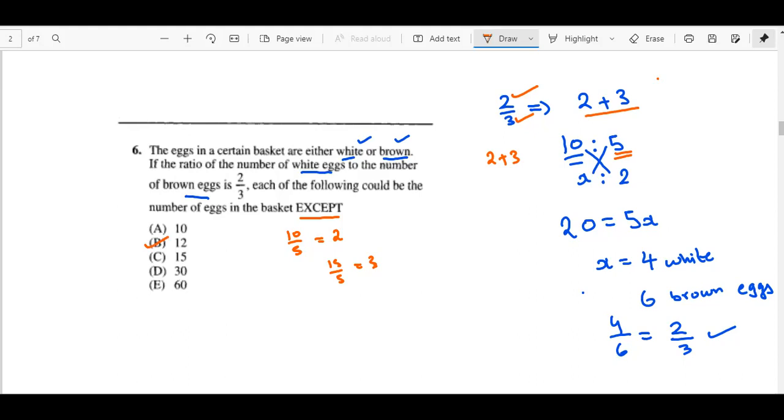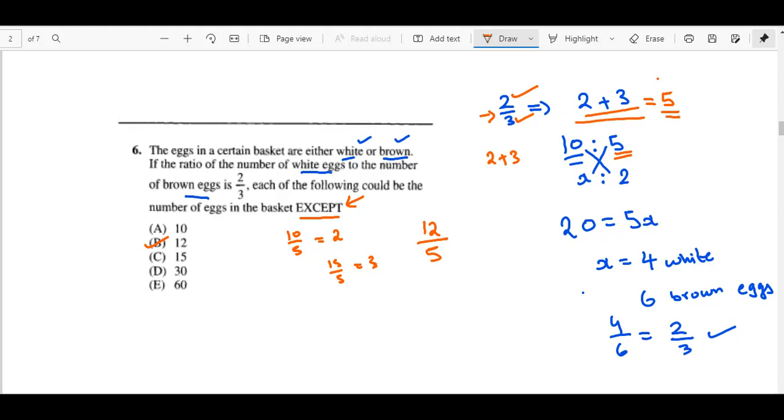They want you to find except, okay? And since 12 is not divisible by 5, 5 is not a factor of 12. And since we have 2 by 3, 2 by 3 means 2 plus 3, that is 5. So it is important that the total number of eggs in your basket should be divisible by 5. They should be divisible by this sum.